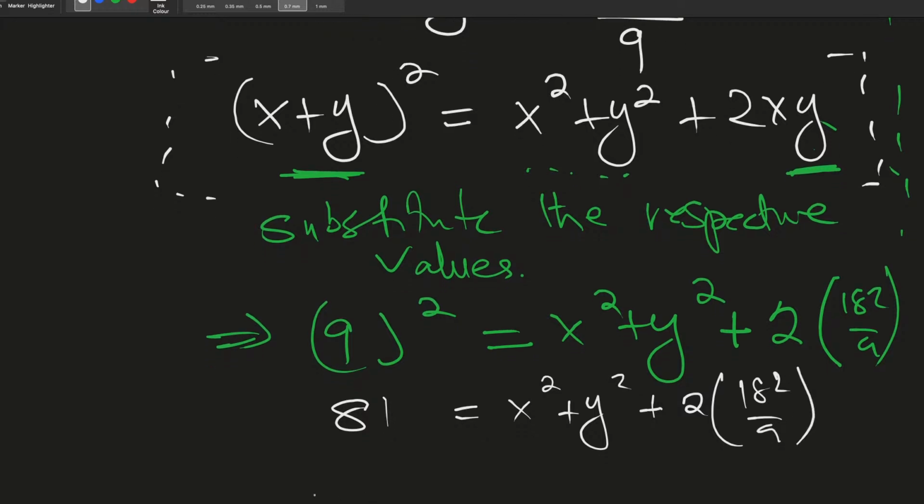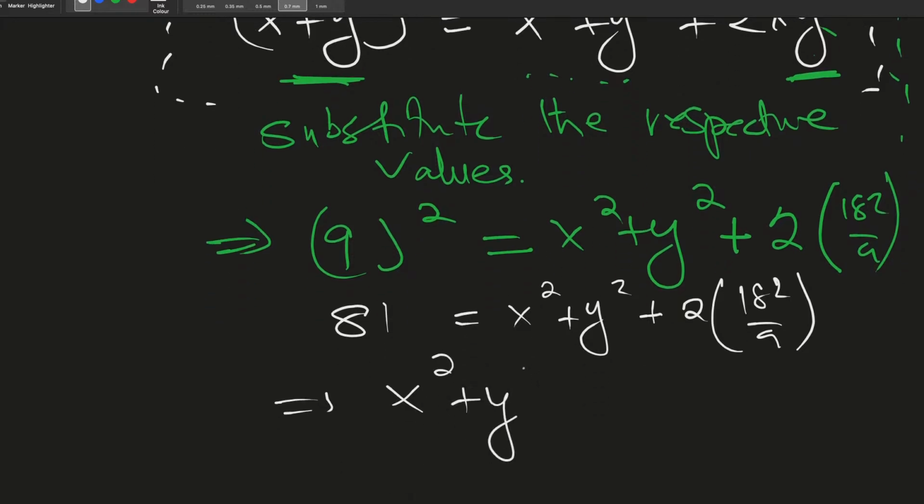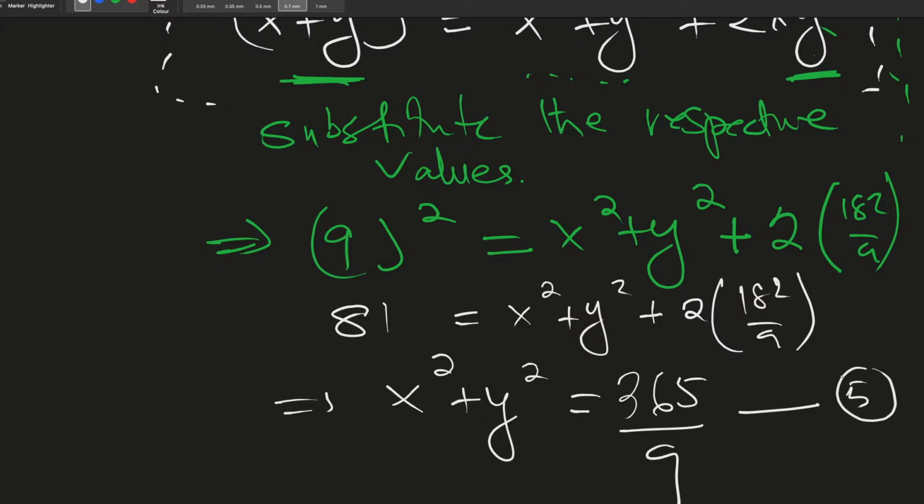You see, this will imply that x squared plus y squared is equal to 365 divided by 9. Friends, it's becoming easier. So this will eventually become our equation 5. Okay, so what do you think now? Don't you think we have solved the question? We have solved the question.